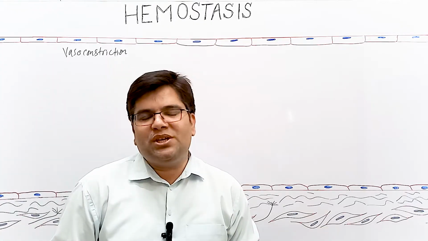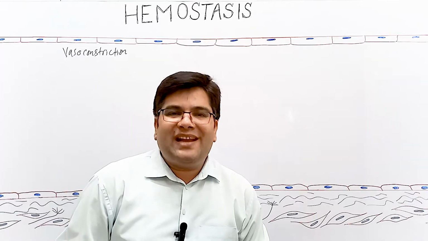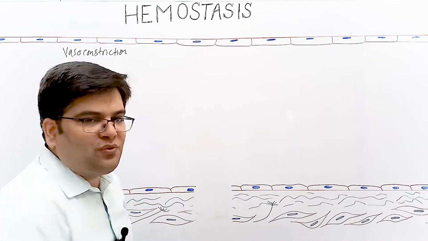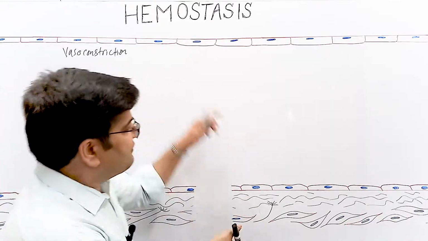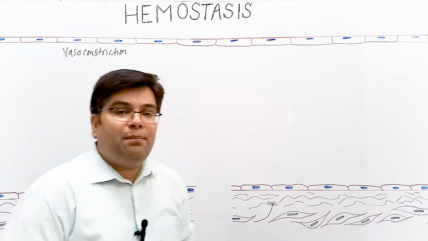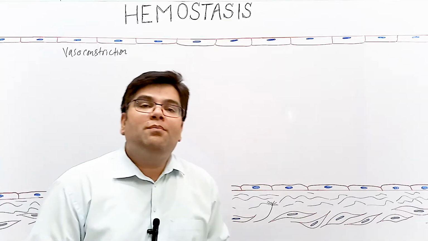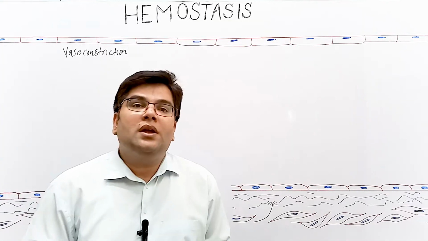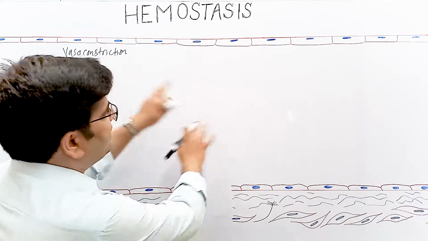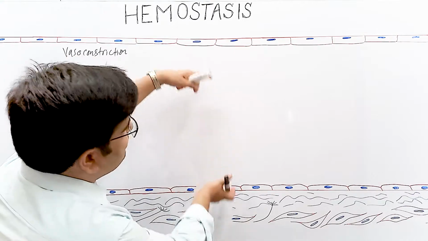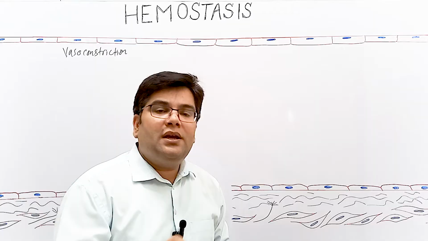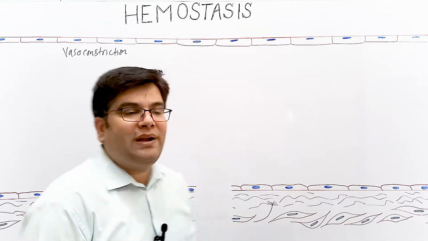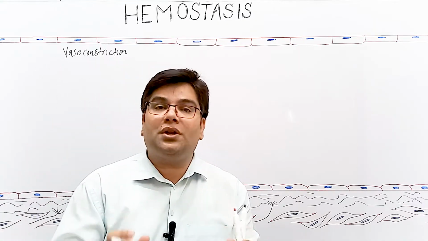This vasoconstriction or vascular spasm is directly proportional to the trauma to this vessel. If there is less trauma to the vessel, there will be less vasoconstriction, and in case of a bigger trauma to the vessel, there will be more vasoconstriction. This vasoconstriction lasts for minutes to hours, and the purpose of this vasoconstriction is that it decreases the blood flow so that enough time is given for the platelet plug formation and blood clotting to occur.